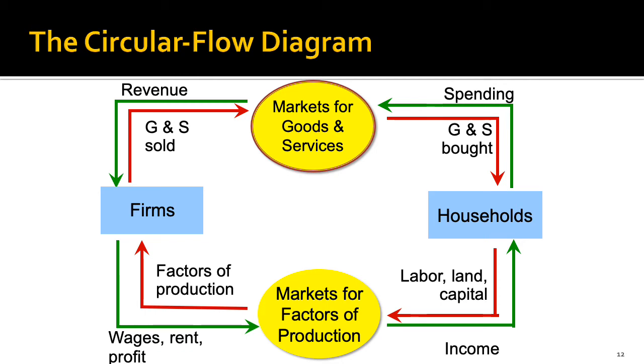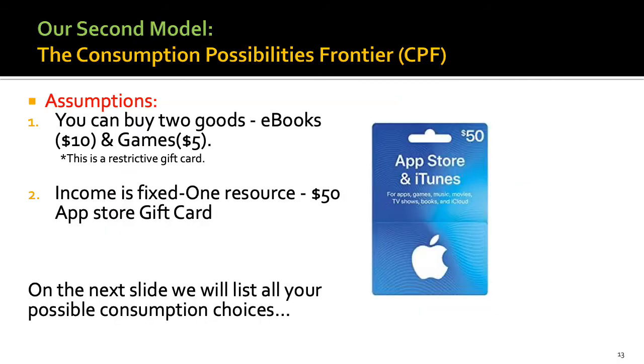Can we make this more complicated? Yes, we can. We can add government. And government, remember, will buy goods and services, will buy factors of production. Households and firms will then pay taxes into the government, so money flows in a lot of interesting ways. But we want to keep it simple in this first introduction.